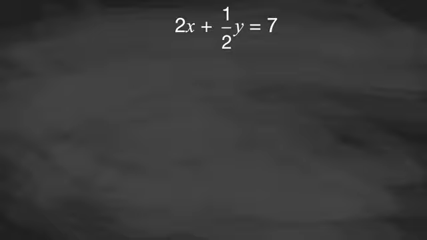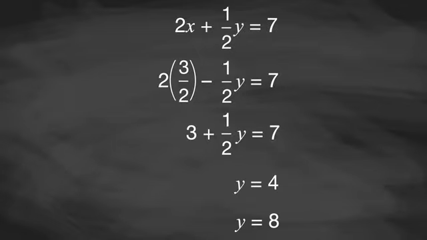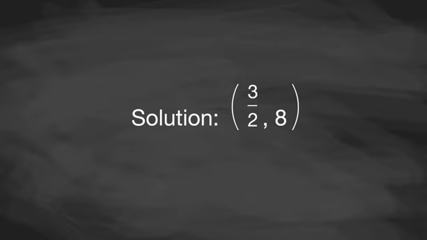To do that, we can substitute 3/2 in for x in either equation. Let's select the first one. 2 times 3/2 equals 3. 7 minus 3 equals 4. 4 divided by 1/2 equals 8. So y equals 8. The solution to the system is x equals 3/2 and y equals 8. We can write this as the ordered pair 3/2, 8.